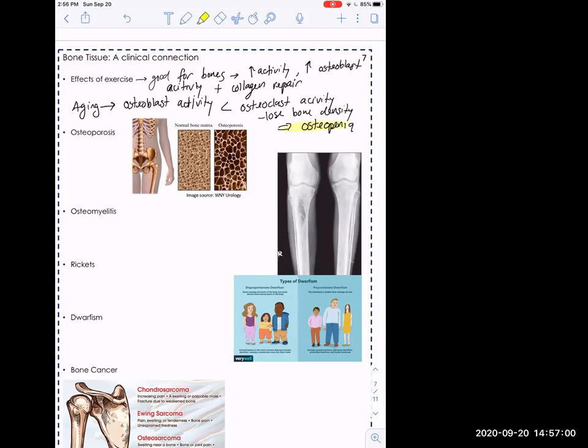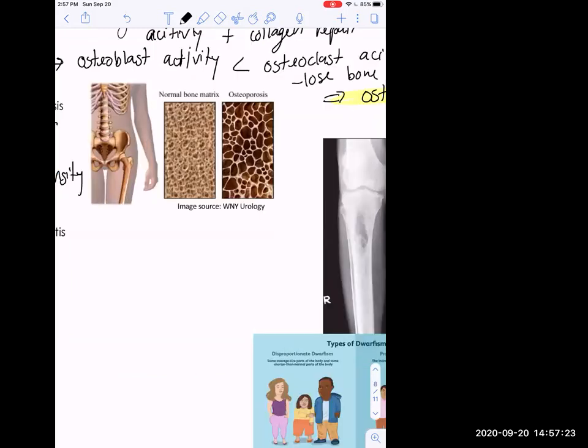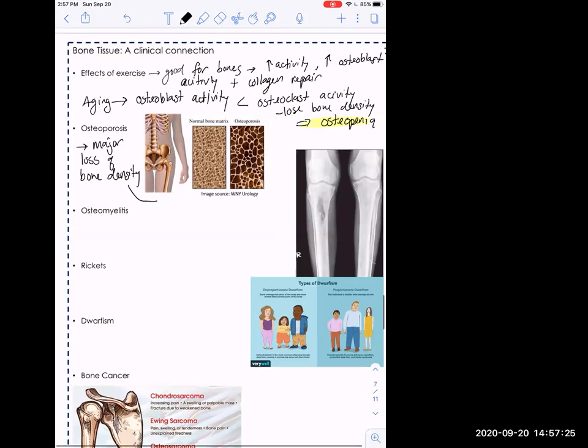Now you can get something called osteoporosis. Osteoporosis is a major loss of bone density, kind of an exaggerated form of osteopenia. You can see here a normal bone versus osteoporotic bone, a lot less bone density. Of course, osteoporosis makes bones more vulnerable to fracture.